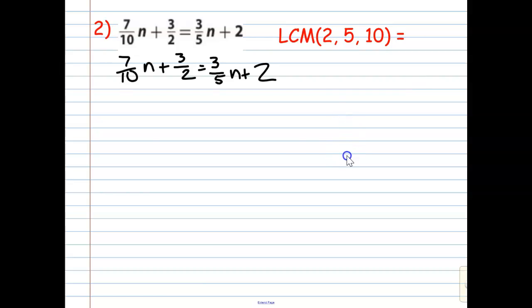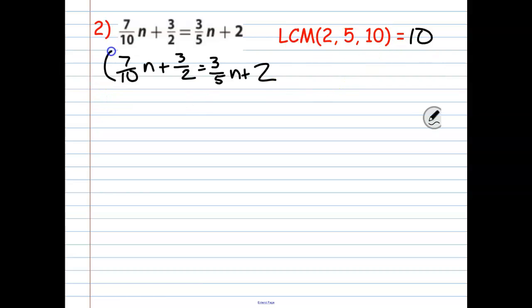All right, here's the second problem. Go ahead and write it twice. Okay, so now I look at all my denominators. I have 10, 2, and 5, and I want to find the lowest common multiple of 10, 2, and 5. So if I count by 2s, 5s, and 10s, what am I going to get to first? And that's 10. You can always start with the biggest number and see if that works.